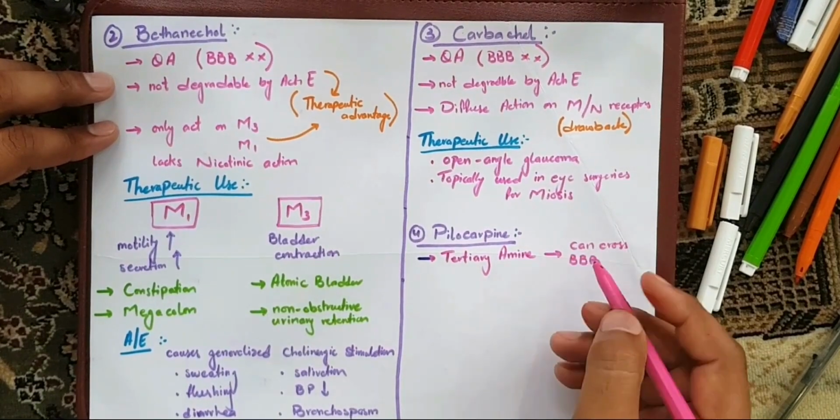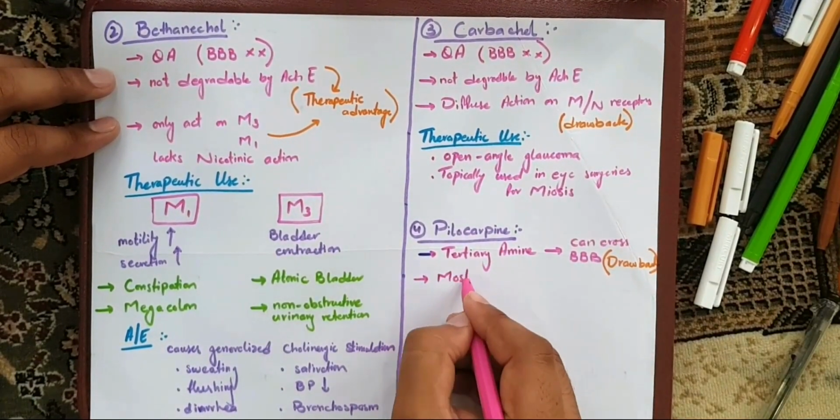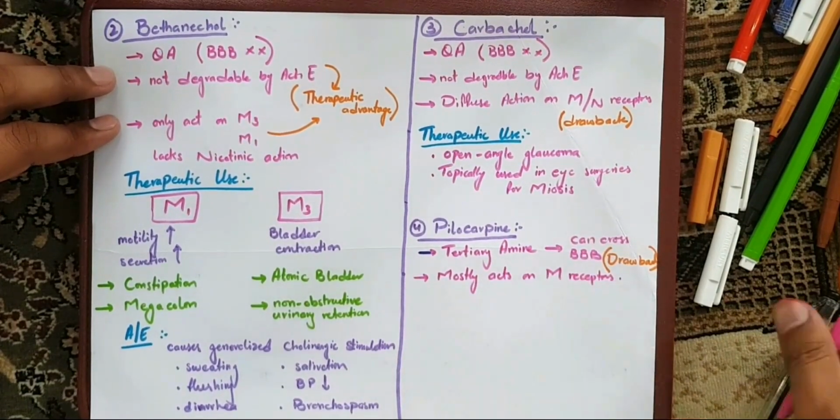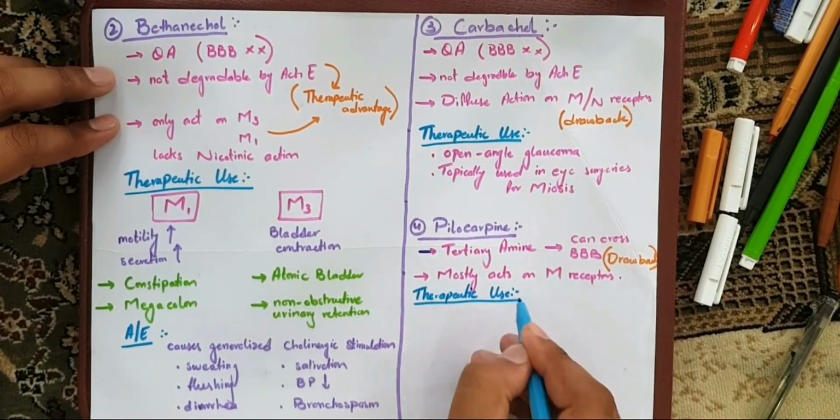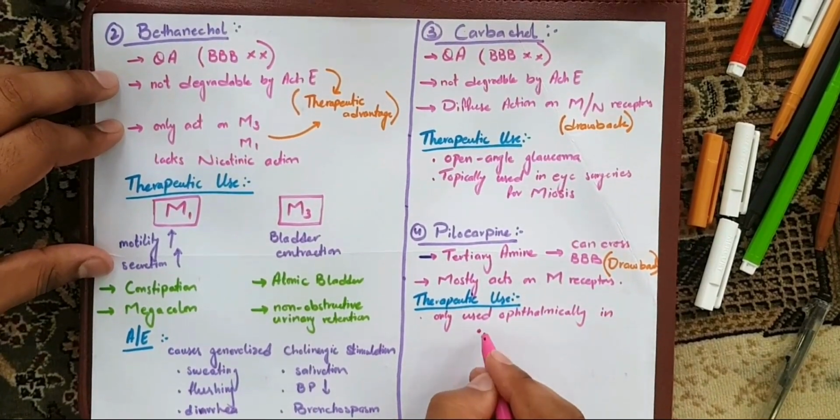Then comes another drug called pilocarpine. Pilocarpine is a tertiary amine, which means that it is not charged, and it can cross the blood-brain barrier and cause CNS toxicity.